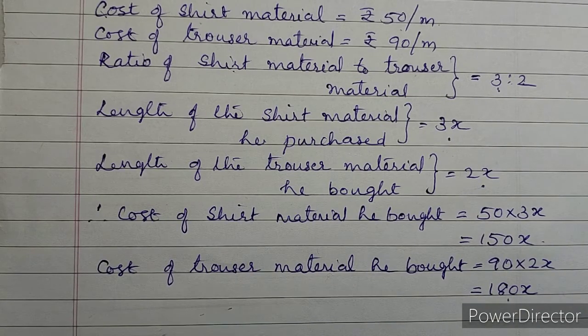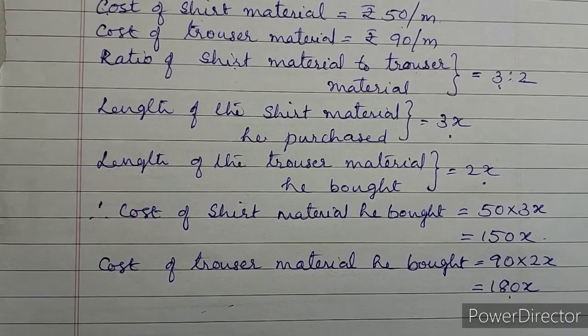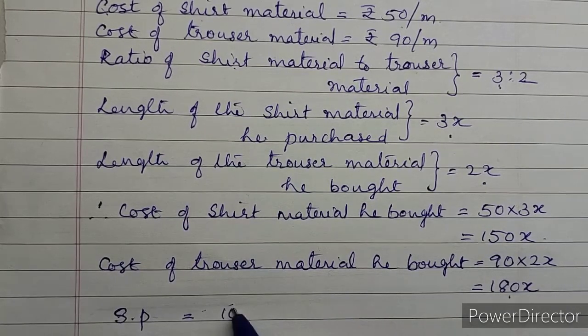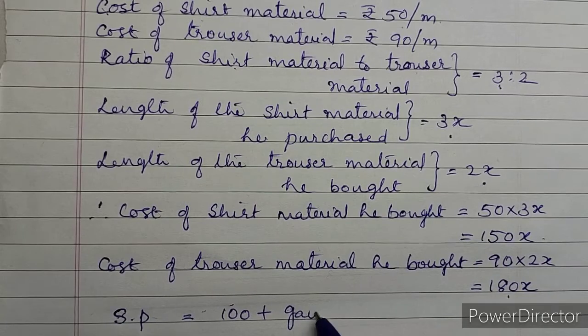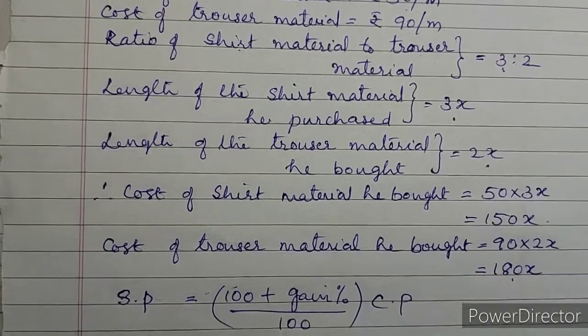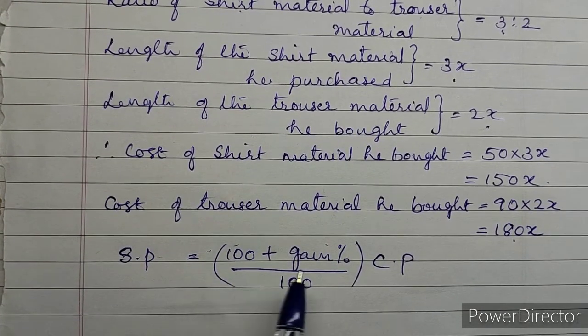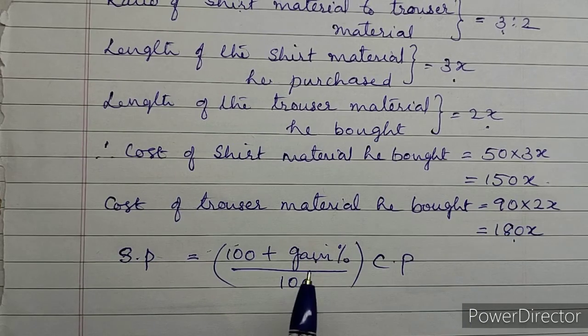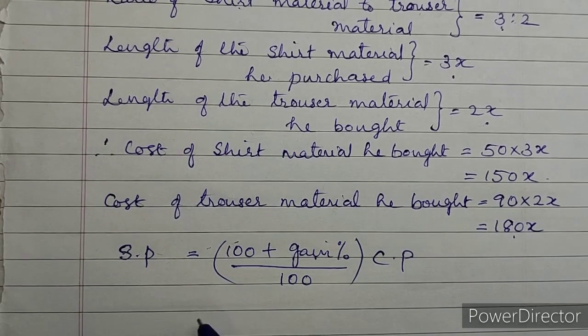Now you have to find the selling price because he sells the material at 12% and 10% profit. So selling price formula is there. You have already learned it in 7th standard. Selling price is equal to (100 plus profit percentage or gain percentage) divided by 100 into CP. This is the formula for SP. Here gain percentage or profit percentage is given. For shirt material it is 12% and trouser material it is 10%. So this you have to apply.